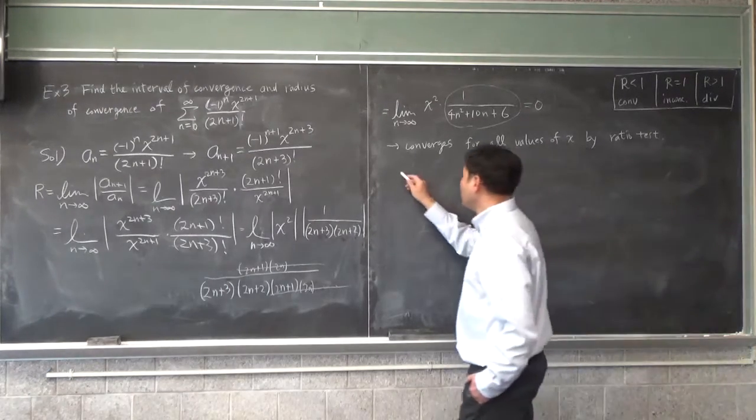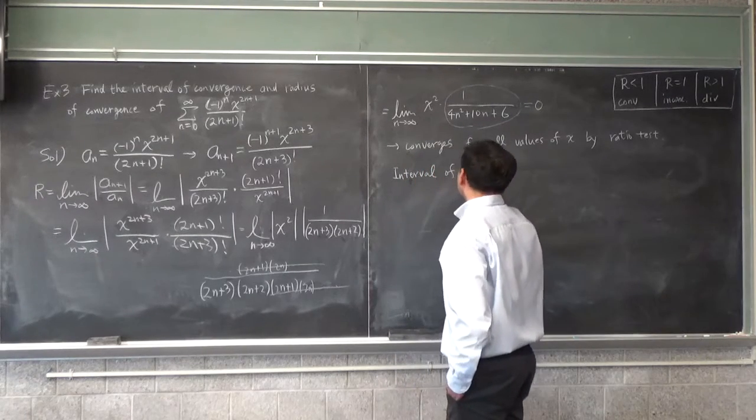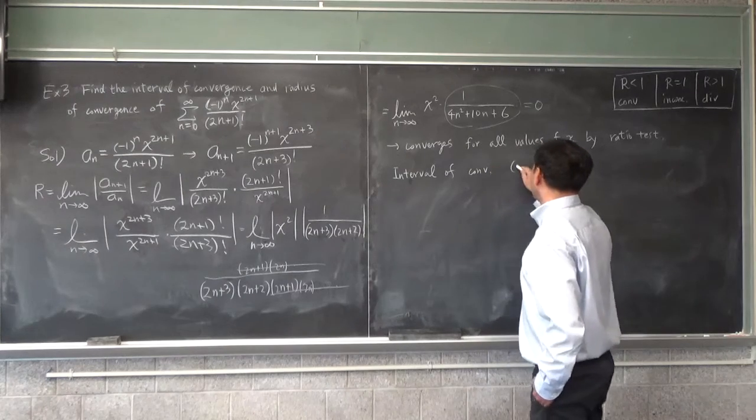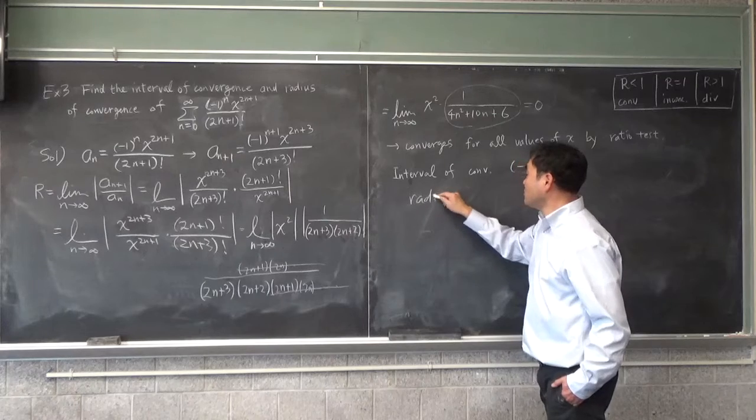So therefore, the interval of convergence is from negative infinity to infinity, right? And the radius of convergence is infinity.